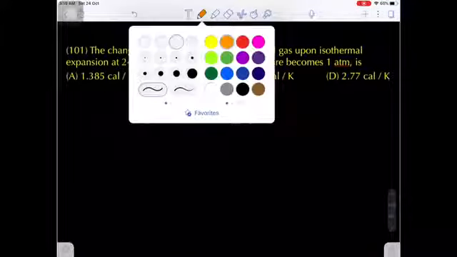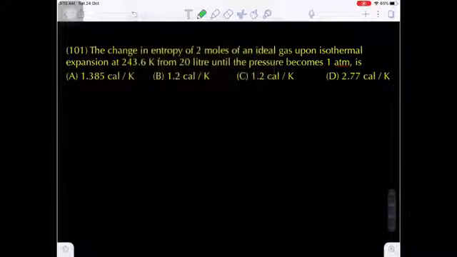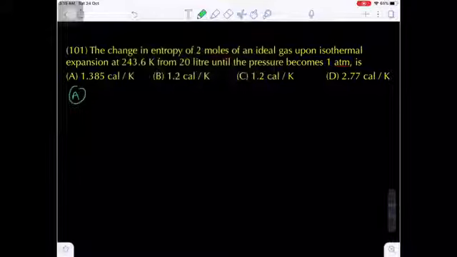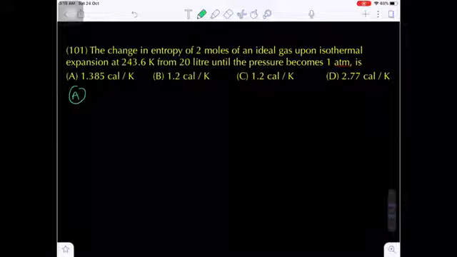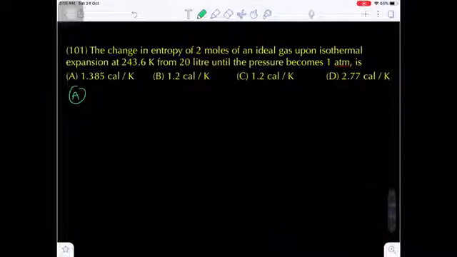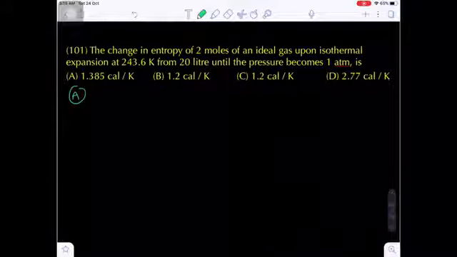Okay. Now question number 101. In question number 101, what is the question? The change in entropy of 2 moles of an ideal gas upon isothermal expansion at 243.6 Kelvin from 20 liters until the pressure becomes 1 atm. Remember, initial volume is given and final pressure is given. But we know the formula in terms of V2 V1 or P1 P2. Are you getting my point?